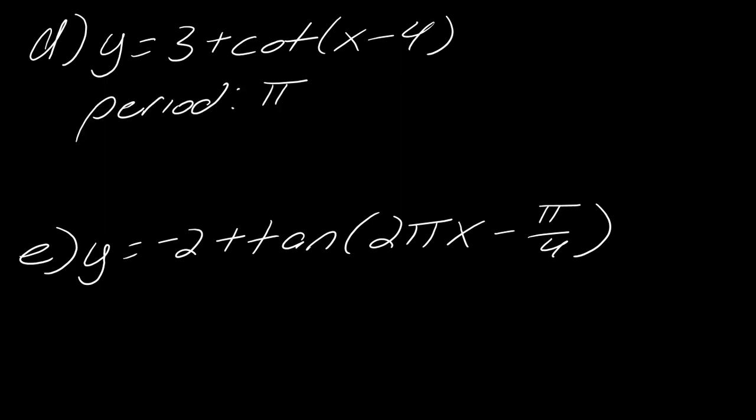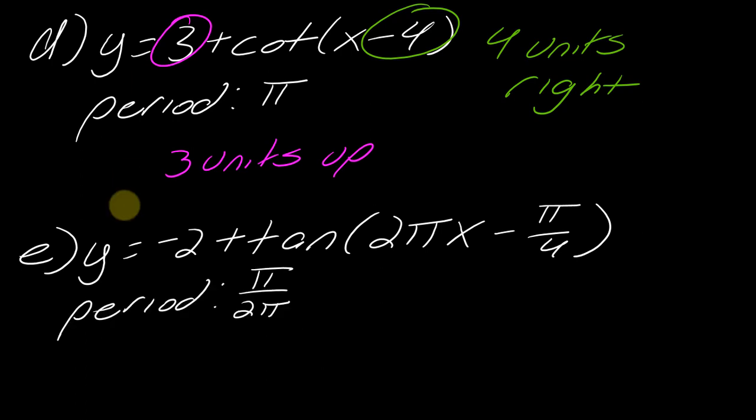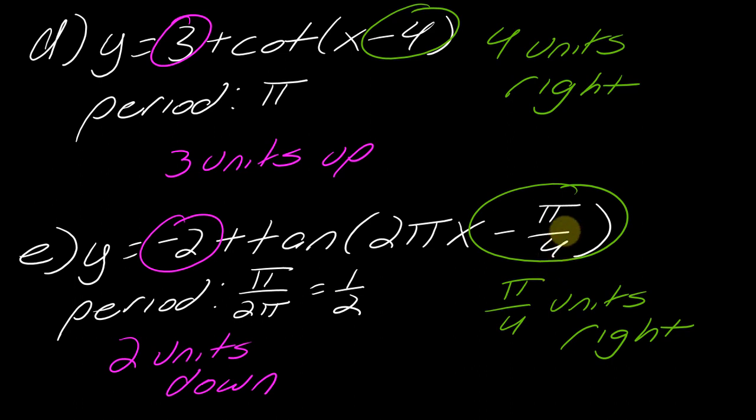So for D, my period's going to be just pi because I don't have anything in front of the x. And then this is showing that I move 4 units to the right, and this is showing that I move 3 units up. And then for E, my period is going to be pi divided by 2 pi because I have 2 pi here. So that's going to simplify to just 1/2. And then this part here, this means that I'm moving pi units right. And this part here, this negative 2, means I'm moving 2 units down.